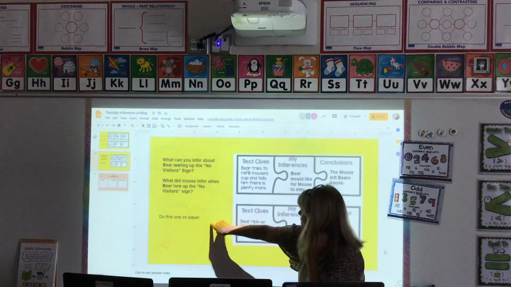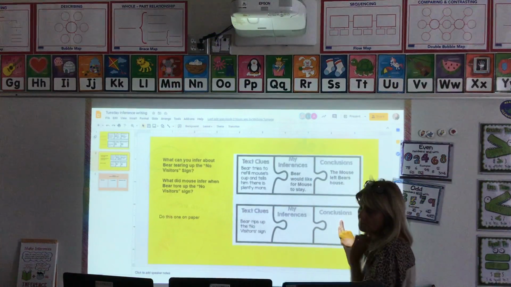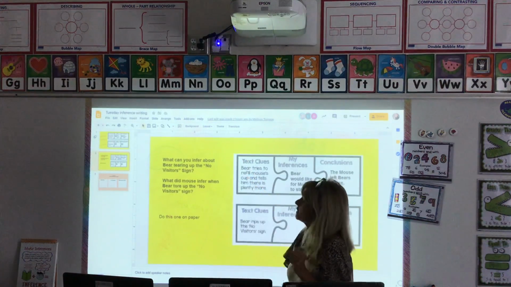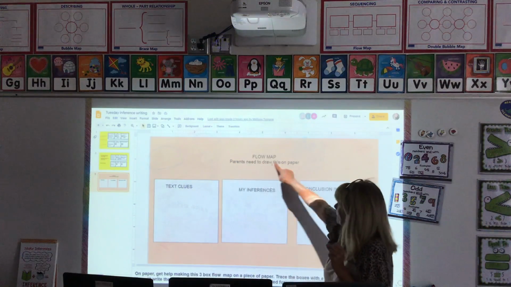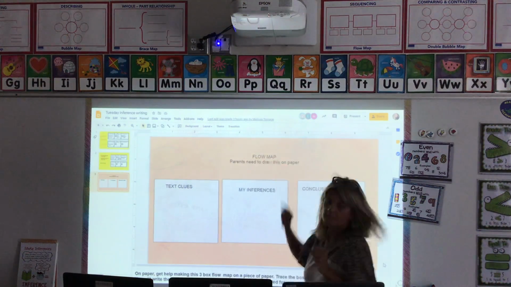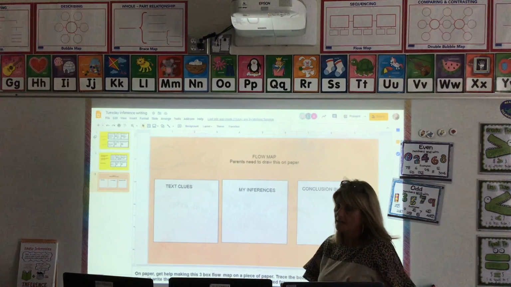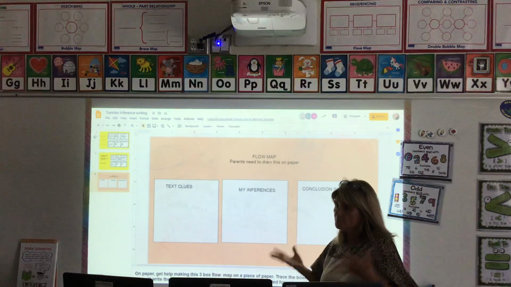Okay, so we're almost done. So this is on your own paper, you're going to do this one. So why I made you get your erase board is, on paper, this is called a flow map, and in the classroom, we draw this sometimes, don't we? You have to learn to make your flow map.